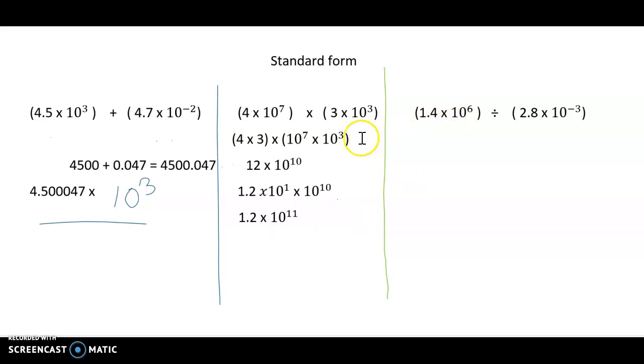Similarly, we're going to do this with division. So we're going to split it up. So we've got 1.4, and we're going to divide it by our 2.8. So that's splitting it up. Then we're going to write it in standard form. So that's the times 10 to a power. So we've got this one here, and we're going to divide it by this one here.